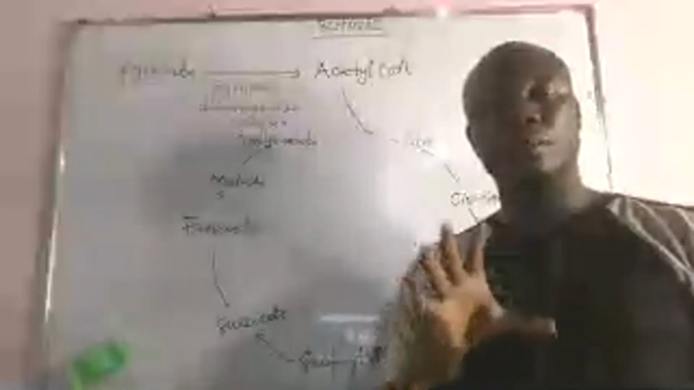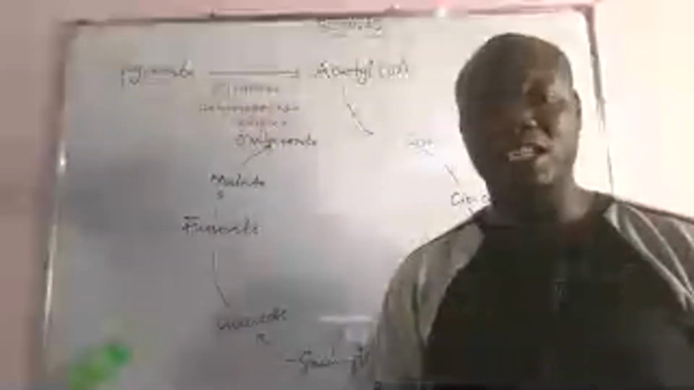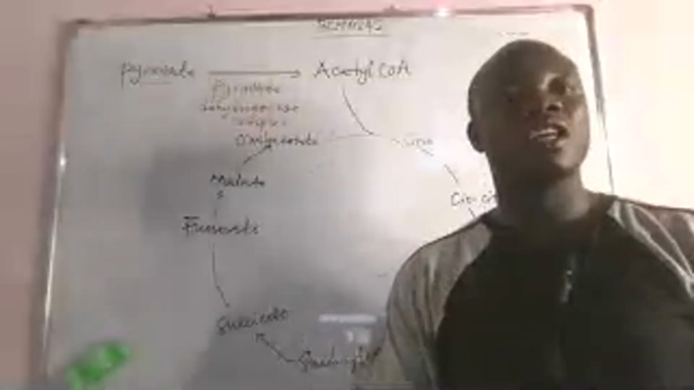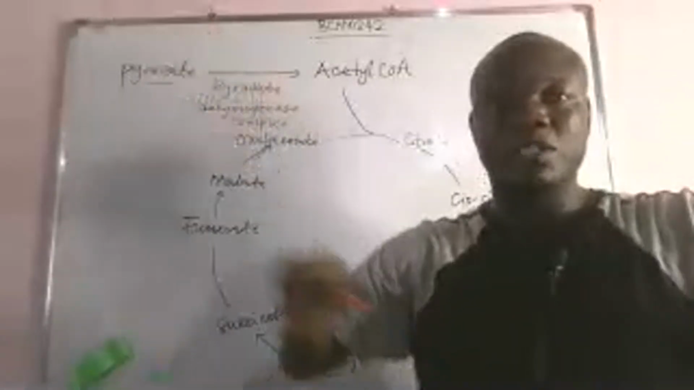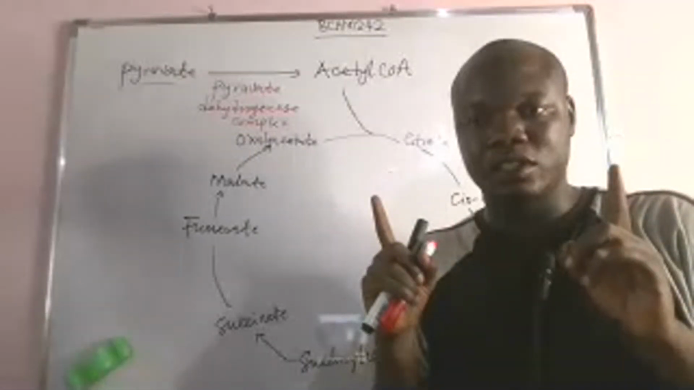It is called a complex because it encompasses 3 enzymes in it. So in biochemistry or enzymology, when we say an enzyme is a complex, it means that it has other enzymes in it. It means that it is not a single enzyme.